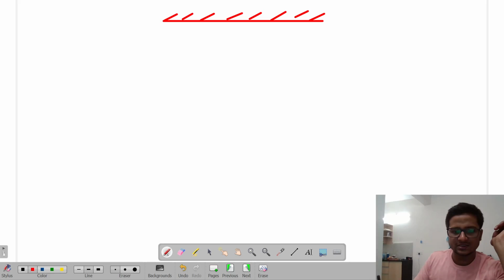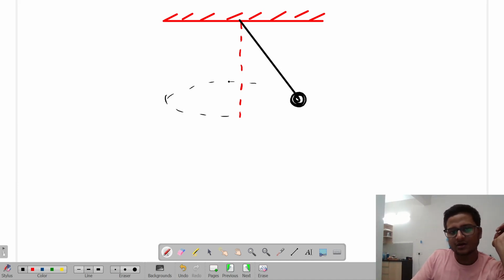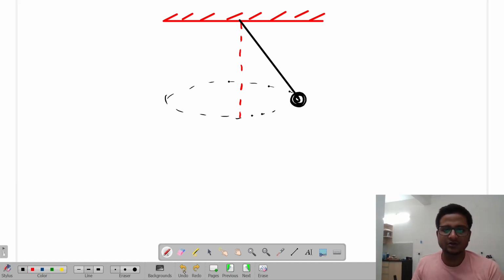Let's suppose this is my vertical. I can have the pendulum with this particular bob and I can rotate it in a horizontal circle kind of motion, or not? Yes. So then it is rotating in this kind of horizontal circular motion with some angular velocity omega, right or not? Look over there. It's completing a full circular motion or not?